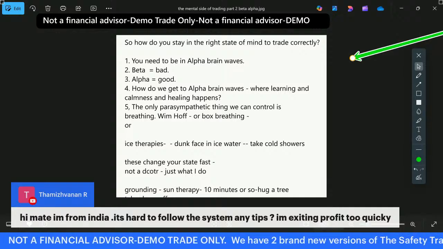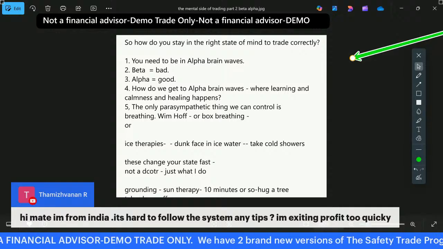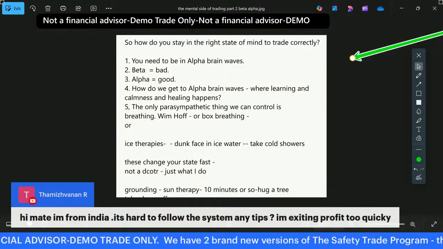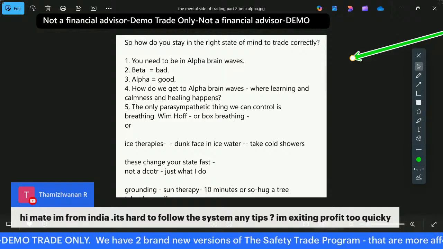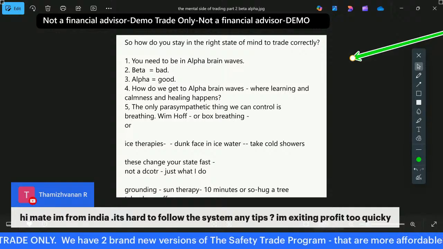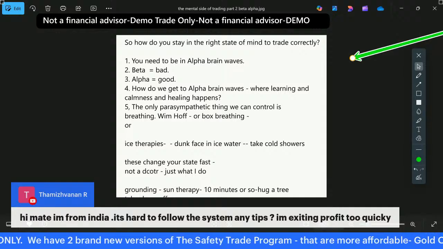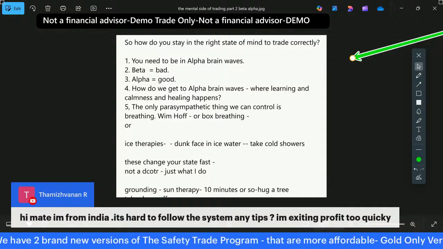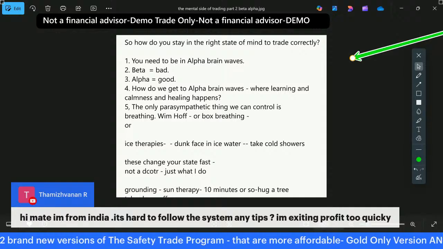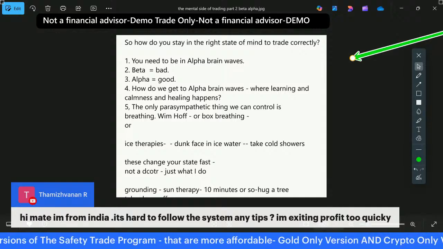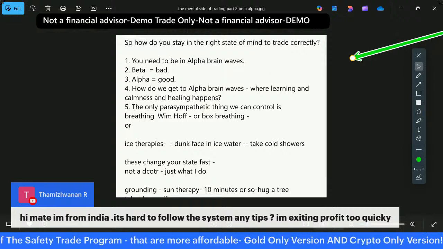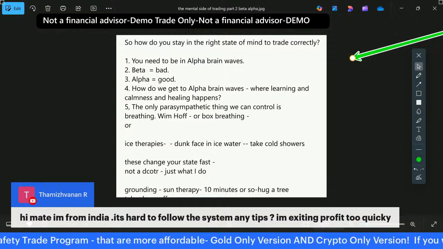Dunk your face into ice cold water. That'll bring you down to alpha from beta. You can do grounding, sun therapy. You can do all these different things, eat better. Hug a tree. You can do all these things to help yourself get down into alpha. Do meditation, do yoga, do weightlifting, do puzzles. All these things help you go from beta to alpha.